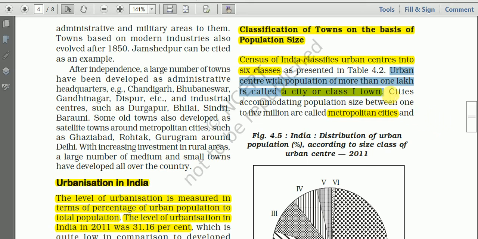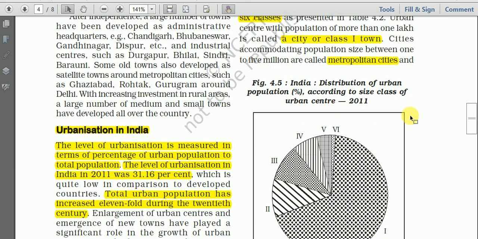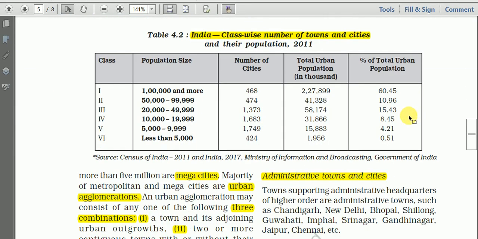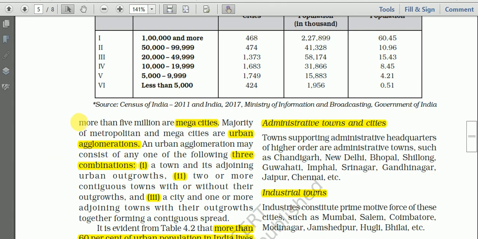Then cities accommodating population size between 1 to 5 million are called metropolitan. Cities having population between 1 to 5 million are called metropolitan. And cities having more than 5 million are called mega cities. Cities having a population more than 5 million are called mega cities.